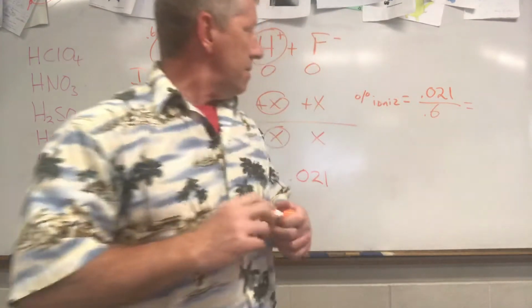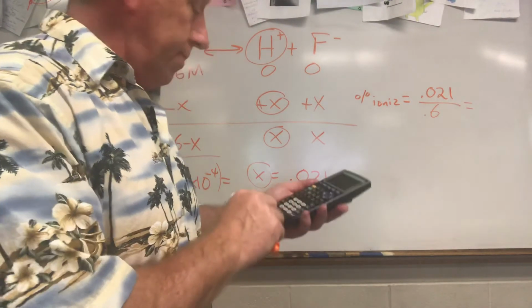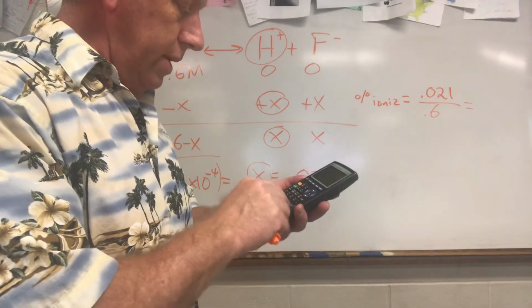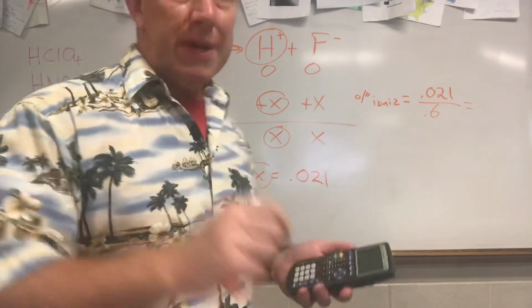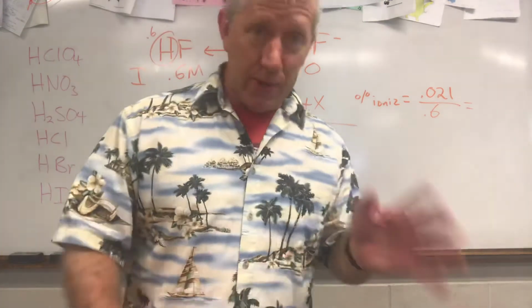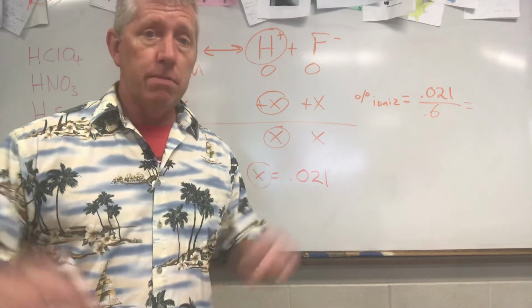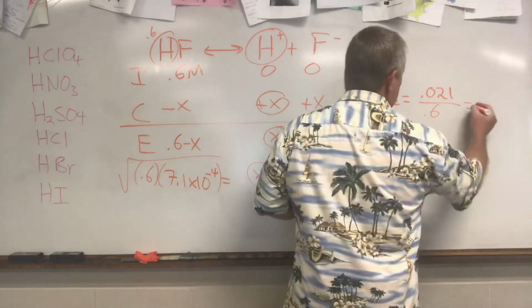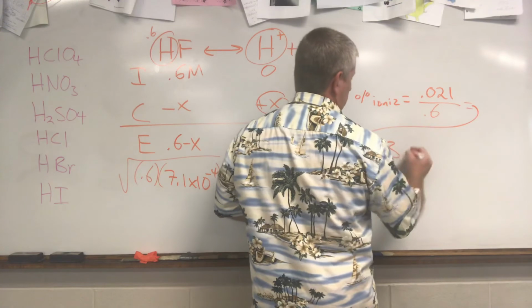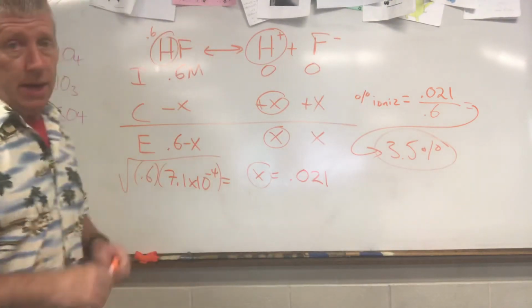0.021 divided by 0.6 equals 0.035. Now, remember how to get a percent. You've got to multiply by 100. So 0.035 times 100 is 3.5%. So 3.5% of that acid ionized.